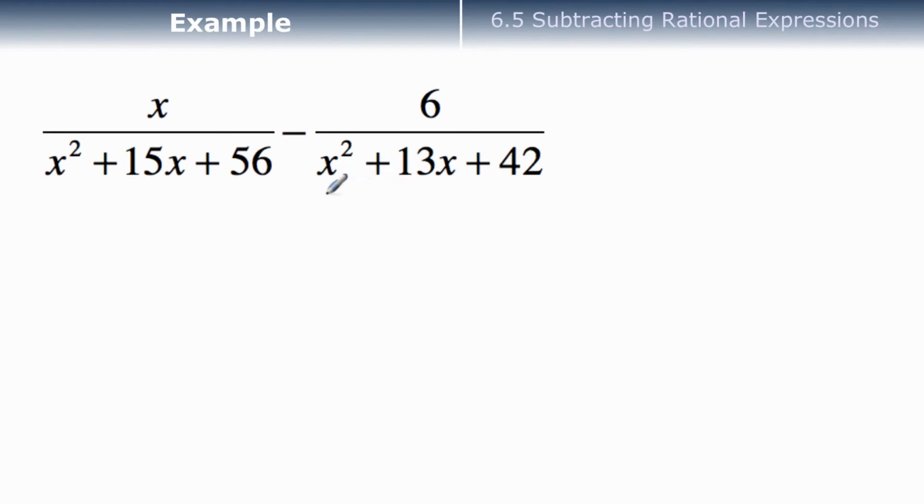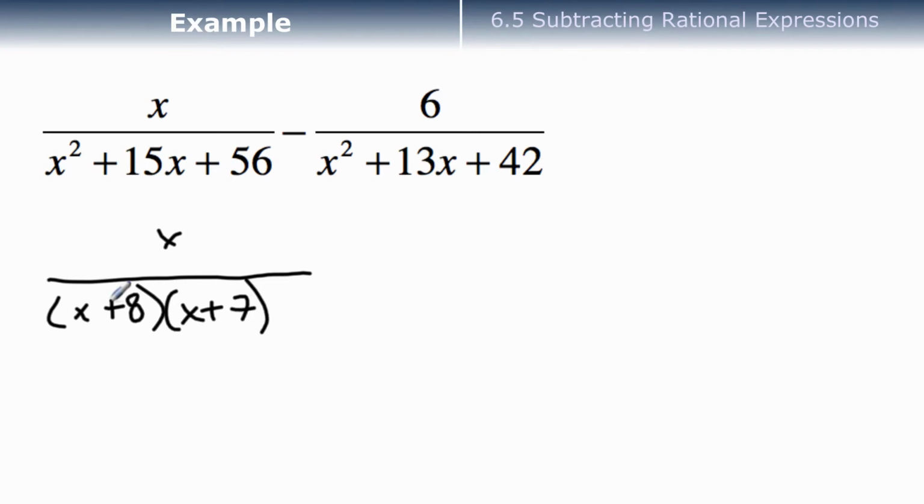Okay, here's a good question. The denominators look a little bit bigger this time. Now, they look like each of them can be factored, right? So let's factor this first one. And this would be x, two things that multiply to 56, add to 15, probably 8 and 7, x plus 7, minus 6 over two things that multiply to 42, add to 13. That's got to be 6 and 7.